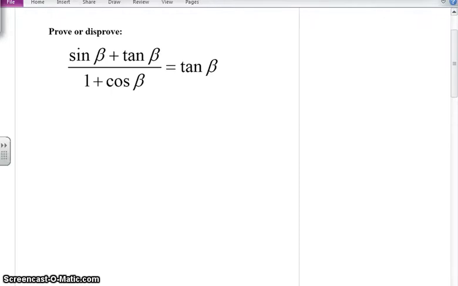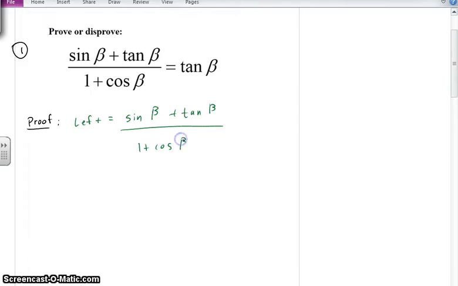Alright, this is proof number 1 on our proof festival day. So you have this identity to prove. When I look at it, the most complicated side is the left side, so I'm going to start with the left. Remembering our formatting here, I'm going to first declare, yes, I'm doing a proof. And then I'm going to say that I'm going to do the left side, and I really should write out that left side. That's sine beta plus tangent beta, over 1 plus cosine beta.